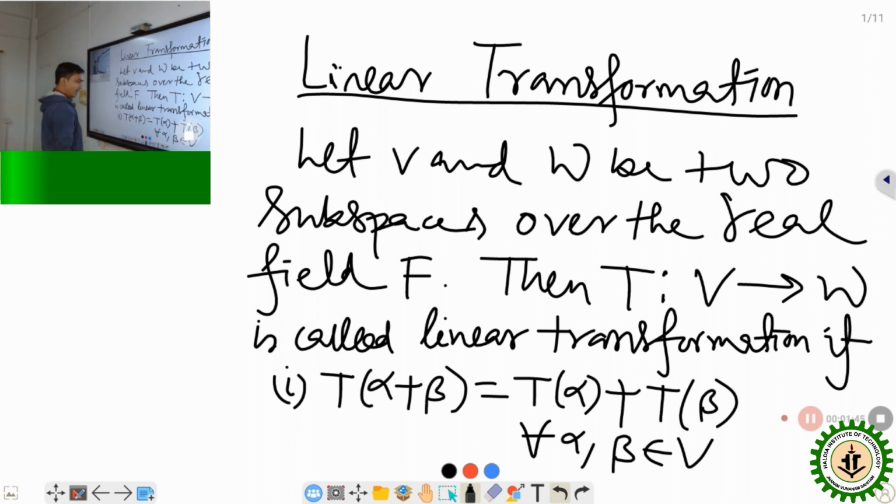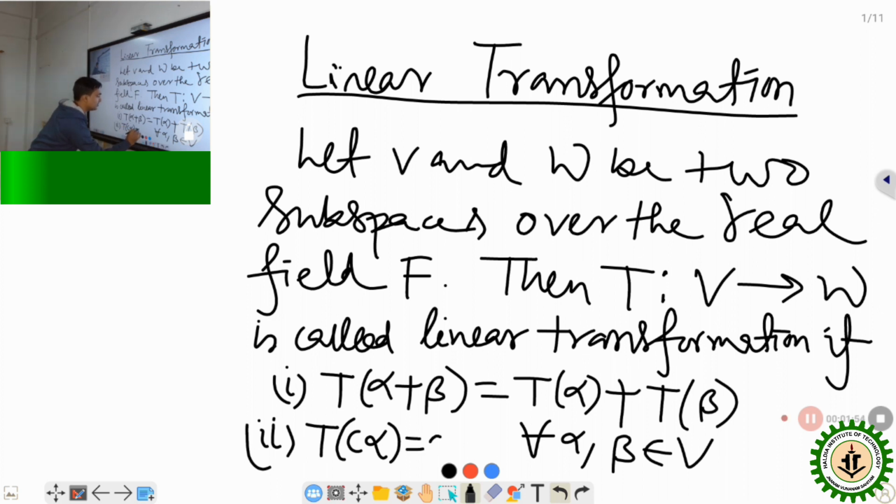Another condition is T of C alpha must be equal to C times T alpha, where C is a constant and C belongs to the field F. So if a mapping T from a vector space V to another vector space W satisfies these two properties, T of alpha plus beta equals T alpha plus T beta, and T of C alpha equals C times T alpha, then we can call this mapping T a linear transformation.